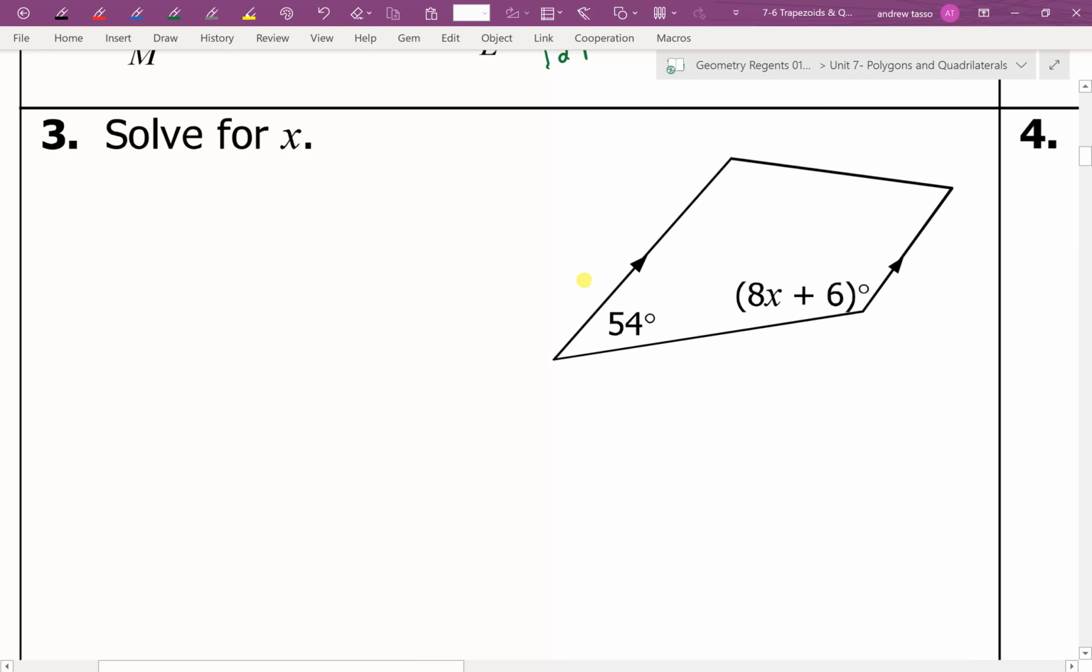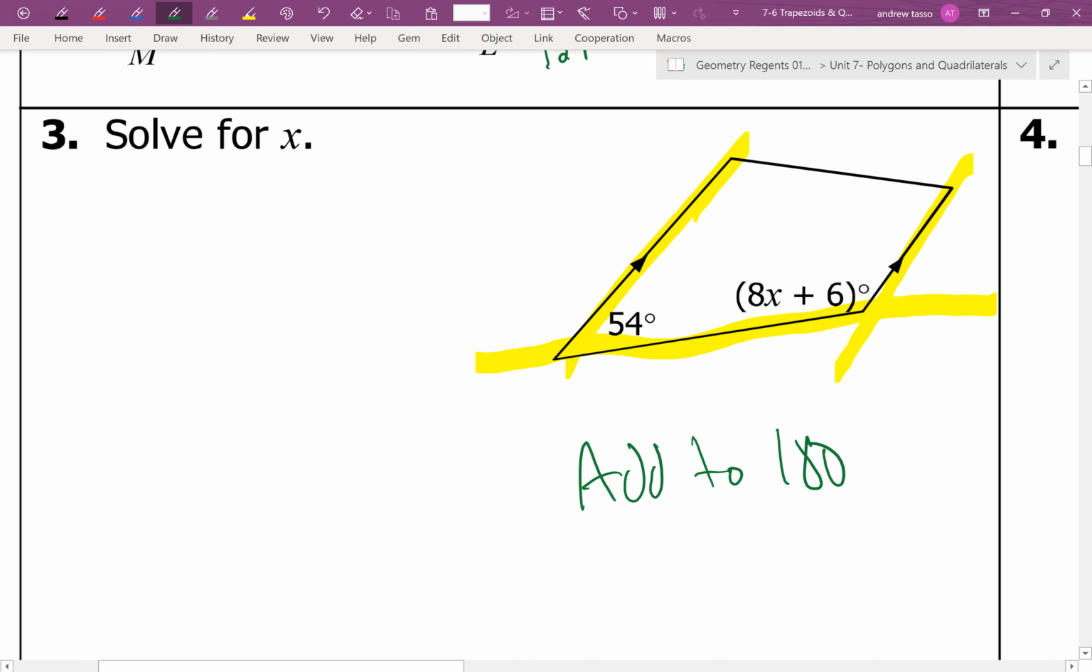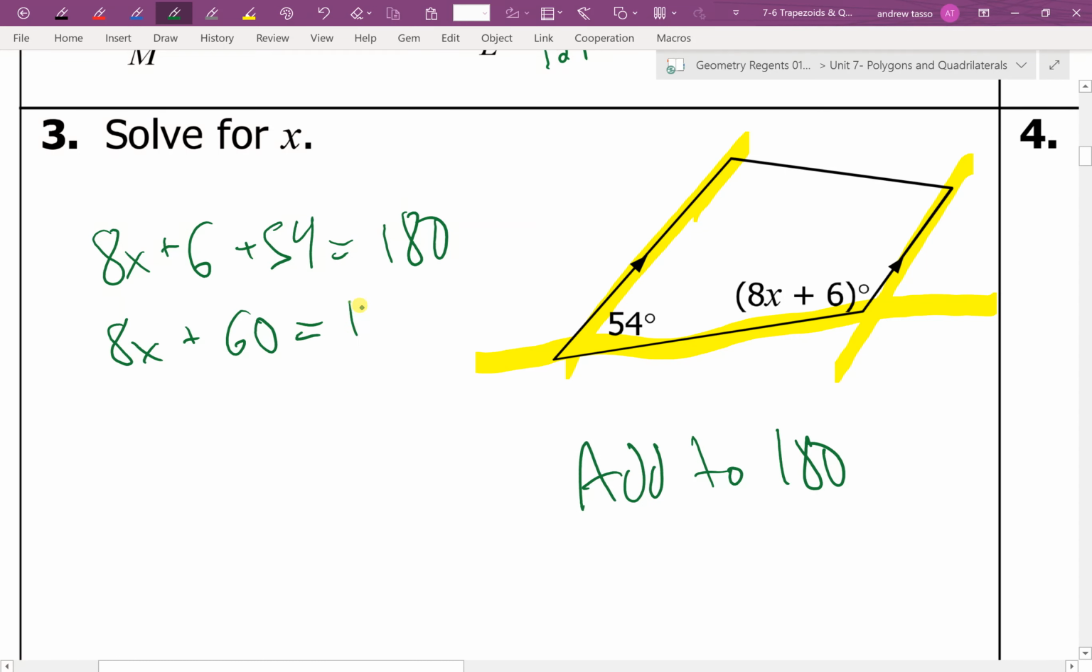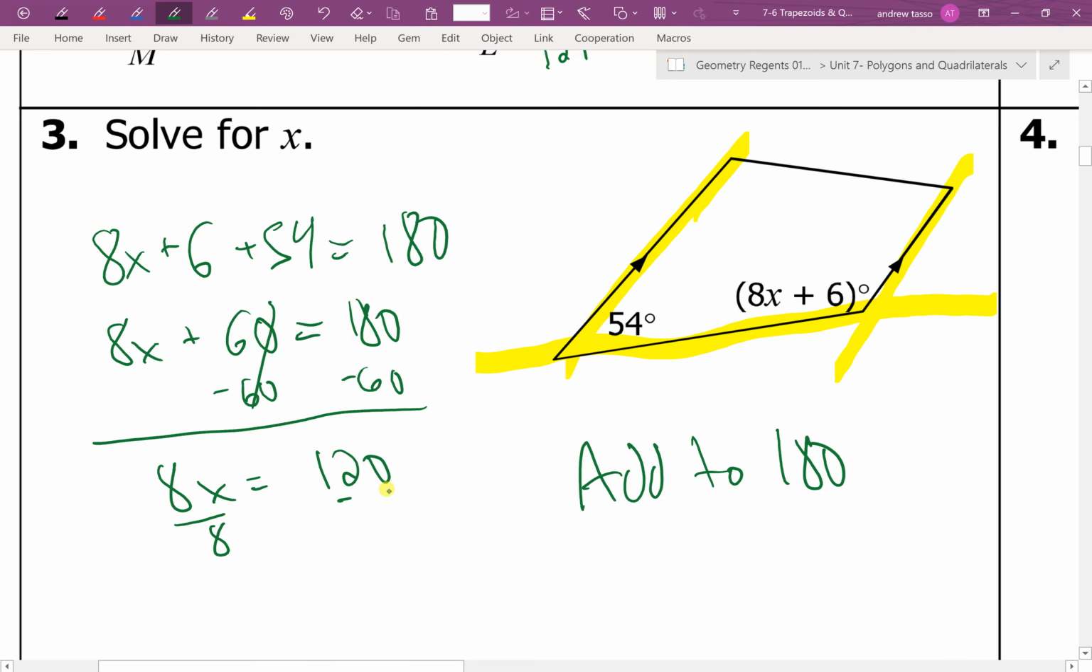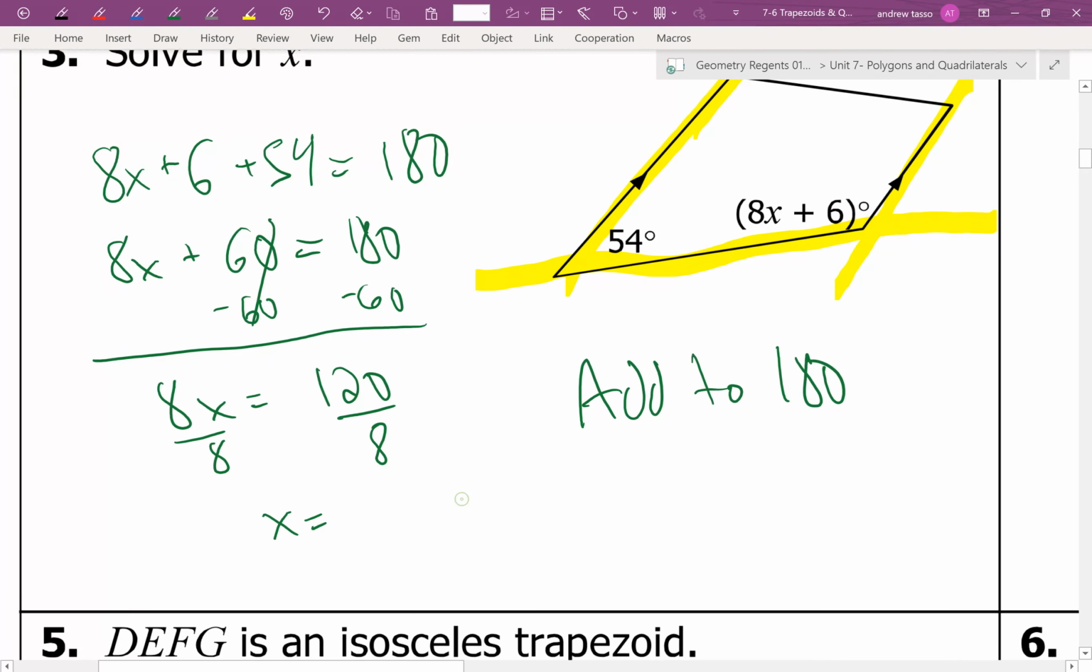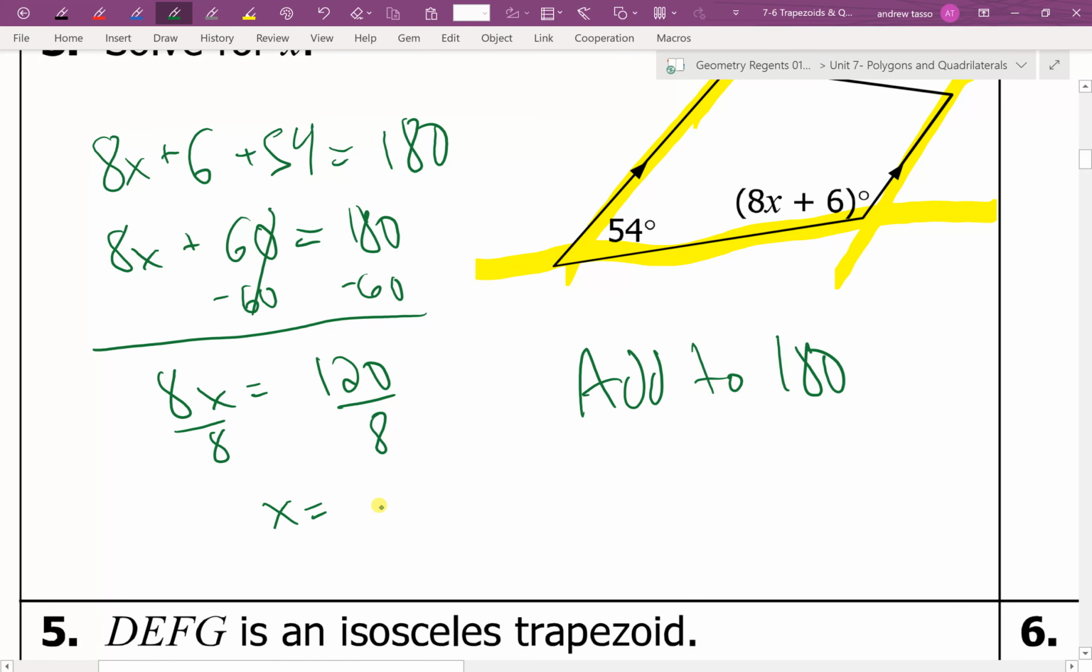For this one, notice that the parallel lines are going this direction. So you could identify this as a transversal, and we know these are same side interior, which means they have to add up to 180. So we could take these two expressions, add them together, and set equal to 180. So we have 8x plus 60 is 180. We subtract 60, and we get 8x is 120. Divide, and we get x is equal to 15.